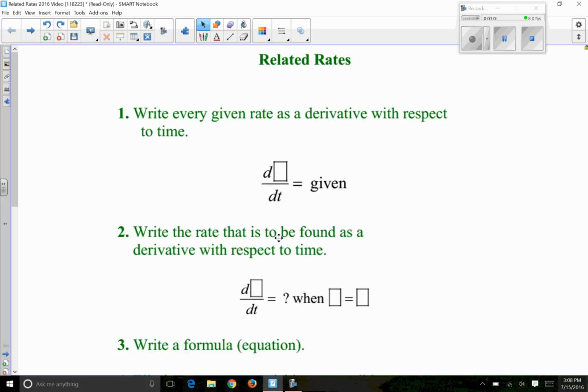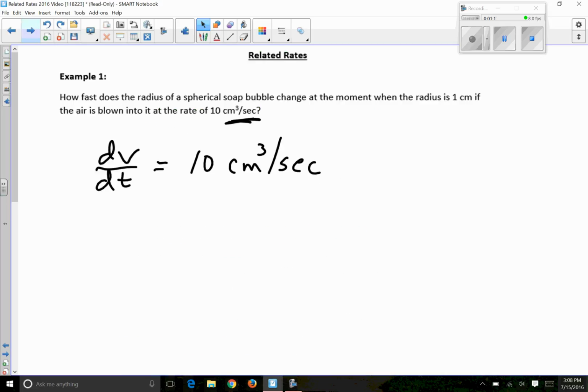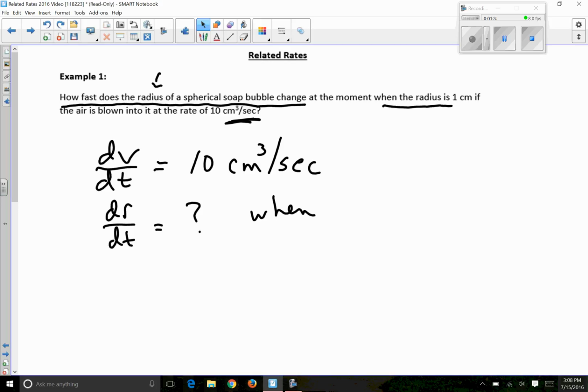Then we look for a rate to be found, and we'll be writing something that looks just like that. Here's a rate to be found. How fast does the radius of the bubble change? Radius. So the derivative of the radius with respect to time is what we're asked to find when the radius is 1 centimeter.